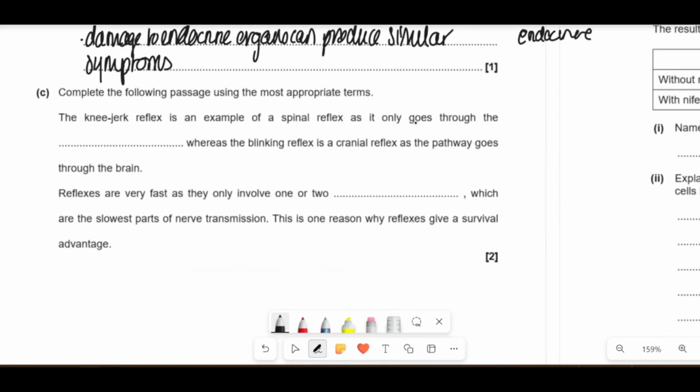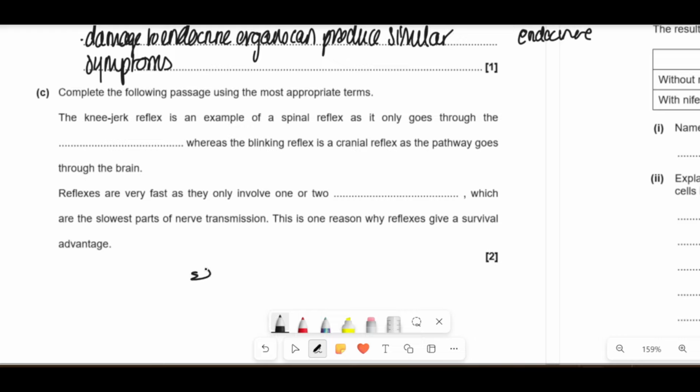So complete the following passage using the most appropriate terms. So the knee-jerk reflex is when you have stretch of the quadriceps muscle, and immediately it straightens your leg, and this is to help you keep your balance and posture. So what happens is that you have stretch receptors in the quadriceps muscle detecting that it's stretched.